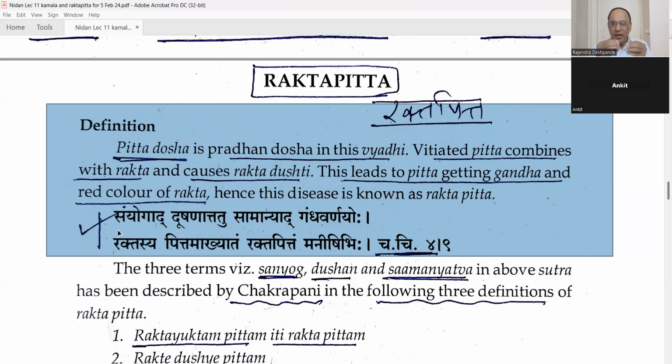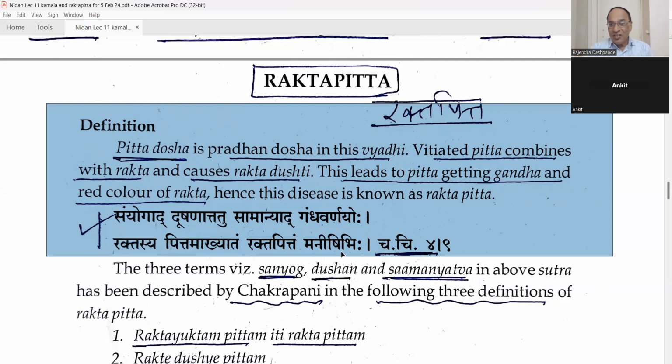Sanyogat. Sanyog means union. Dushanat. Tattu. Samanyat Gandhavarnayoho. Raktasya Pittam Akyatam. Raktapittam Manishibi. Sir, what is this Manishi? Manishi means intelligent people. Vidwan Vyakti.